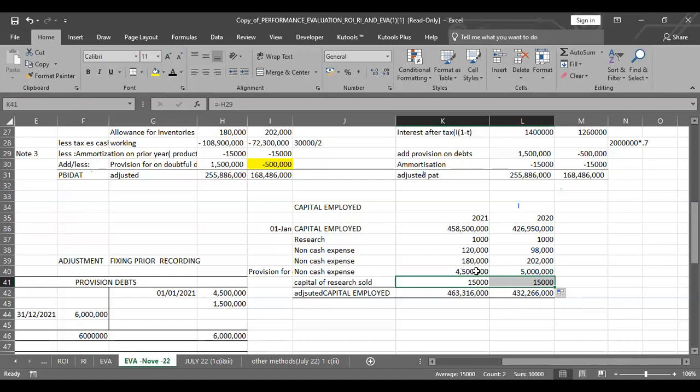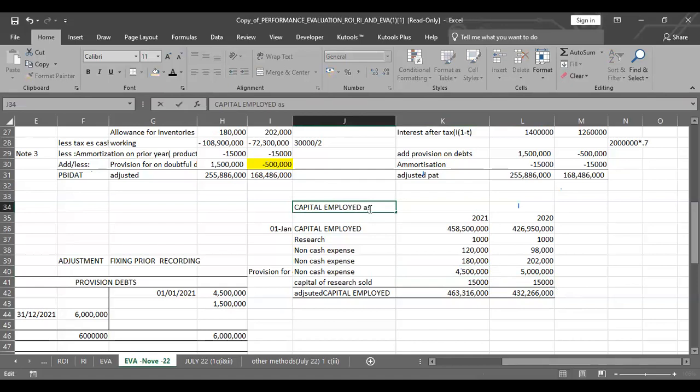Because the idea is this: the balance sheet. This comes from the balance sheet. Capital employed is a statement of financial position component. So mostly the idea is that if you go to the balance sheet, we deal with balances. So I need to add the whole figure of the balances, not the changes.